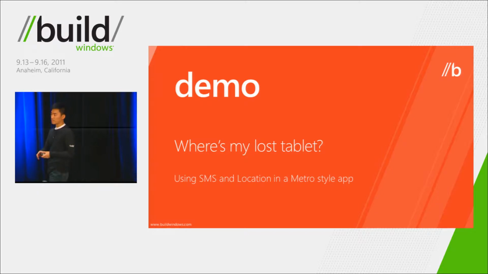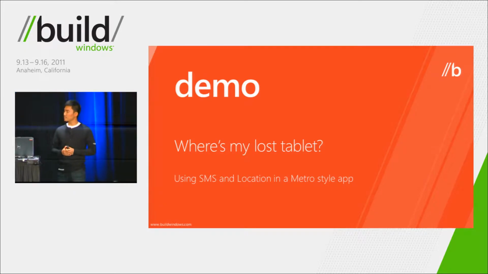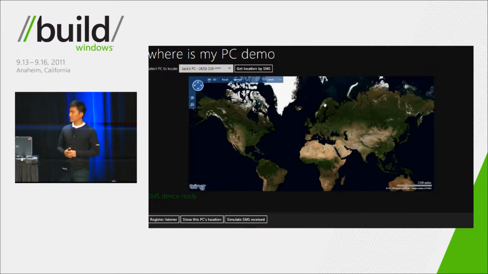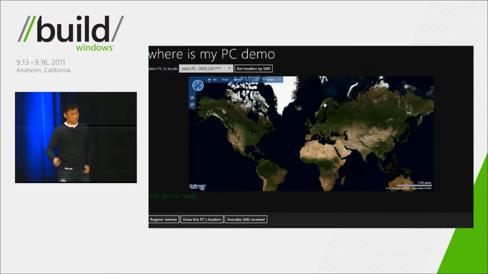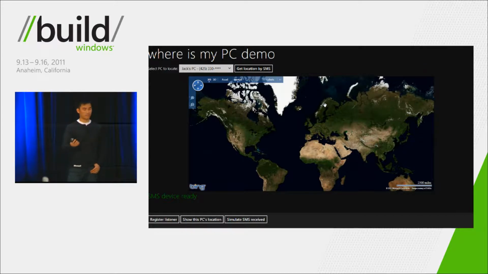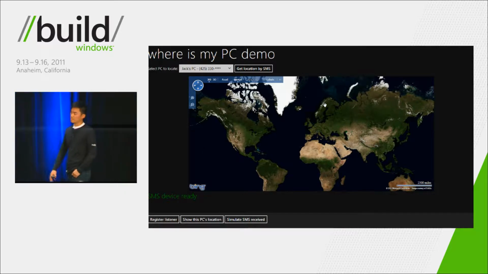So let's get started here. We're going to switch over, Lisa. Okay. All right, thanks. So this is the application I wrote, actually. We did it in Visual Studio, the same tools that you have access to in the Windows Developer Preview. This is using just a simple template in Visual Studio, and we are using mobile broadband SMS and location.